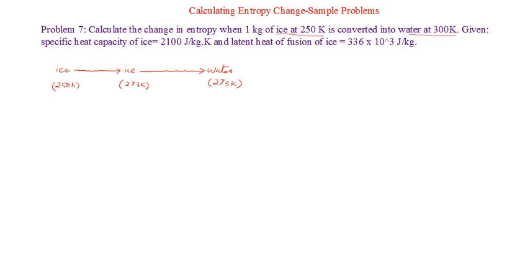Now water at 273 Kelvin should finally be converted into water at 300 Kelvin, so 27 degrees Celsius is increased. This is the final stage. So let's see how to do it.